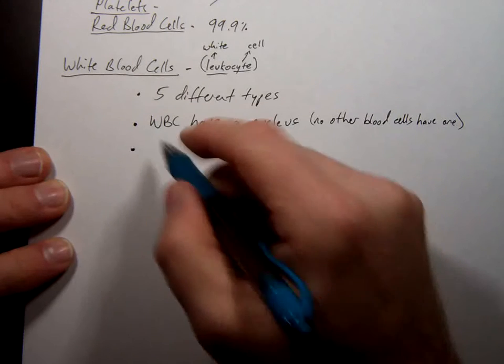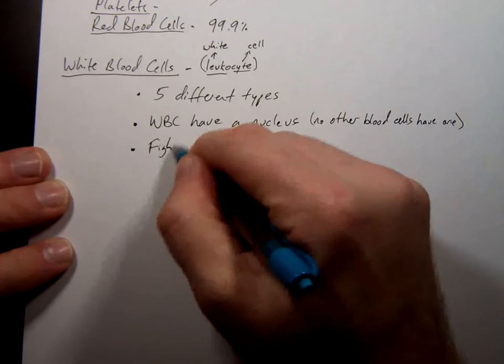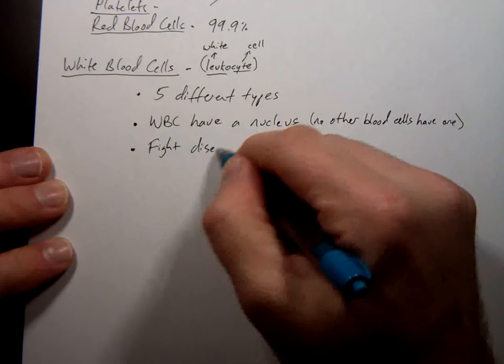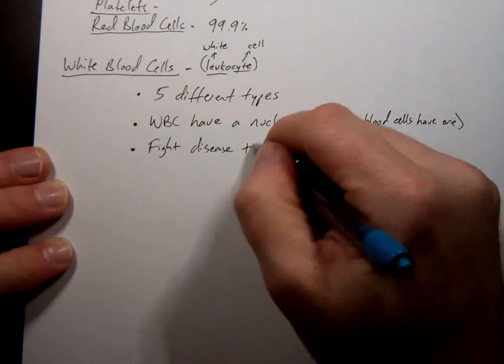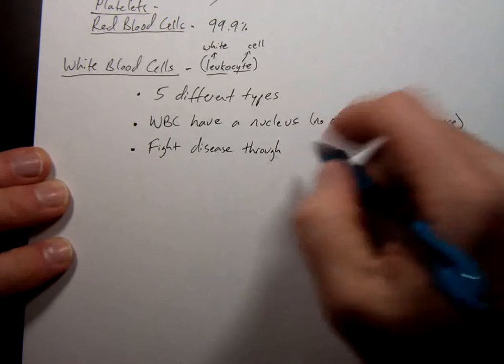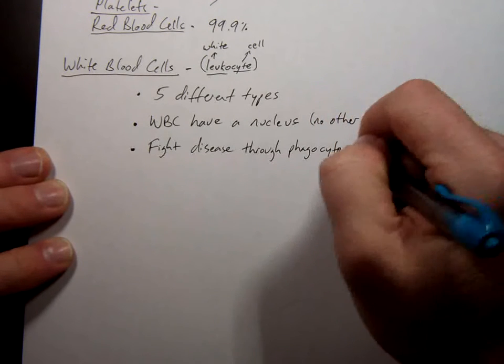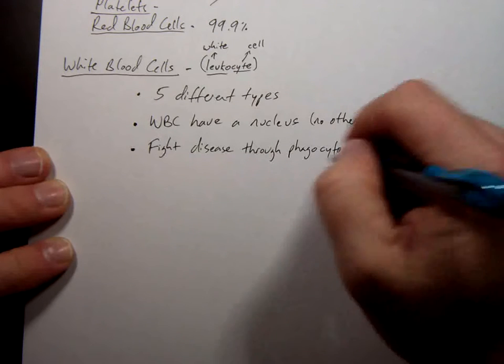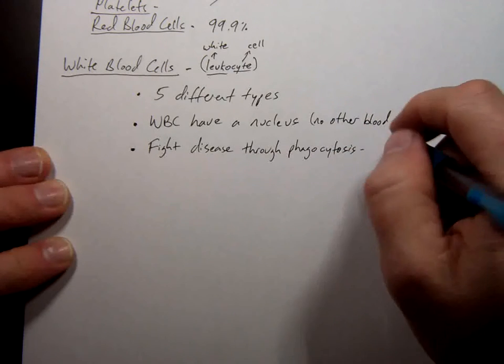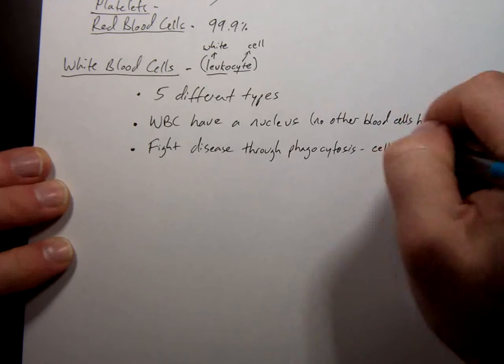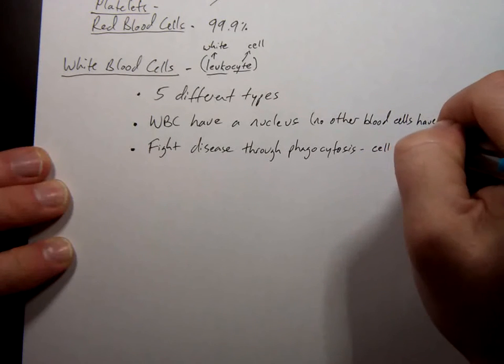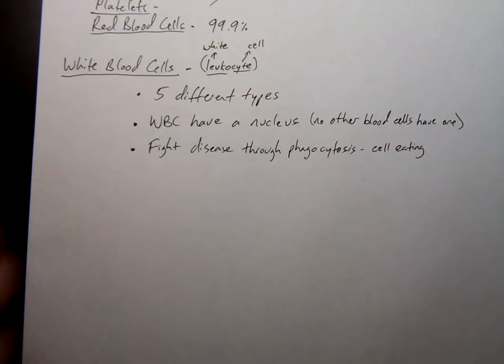These fight disease through phagocytosis. Cyto, cell, which means cell eating. I don't know if I can illustrate this. What's it look like?